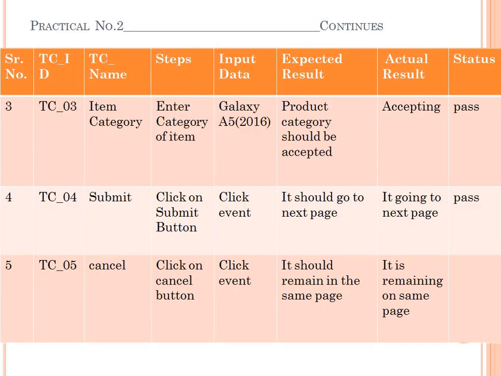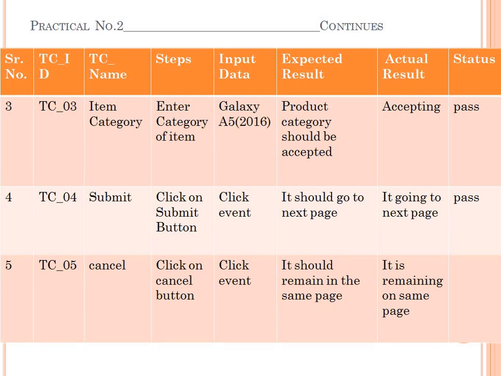Then the third case, the test case ID is TC03, and the test case name is the item category, which category of item we require, or we purchase this Samsung mobile. Then the step is enter the category of the item, input data Galaxy A5 2016, expected result is product category should be accepted, and the actual result is accepting, status is pass.